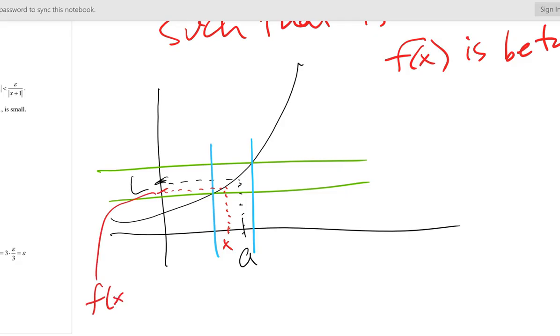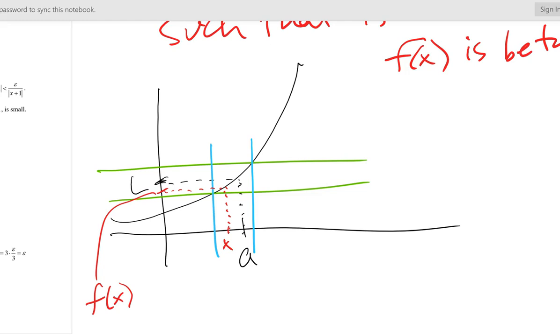Now, you could be a smart aleck and say, well, I'm going to pick two horizontal lines that are even closer, okay? Well, then I pick two vertical lines that are even closer. And this just goes on and on and on. You can get as close to L as you want because there's an infinite number of numbers between whatever horizontal line you draw and L.